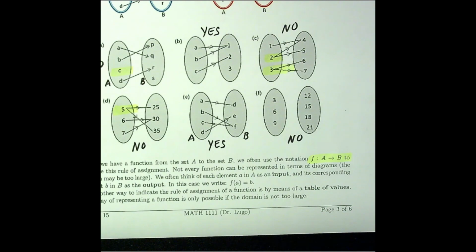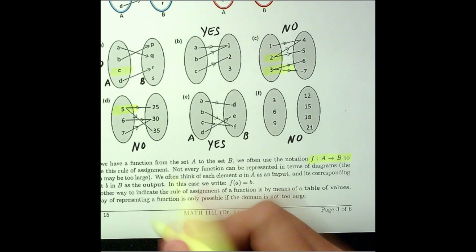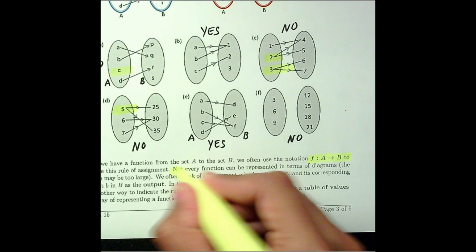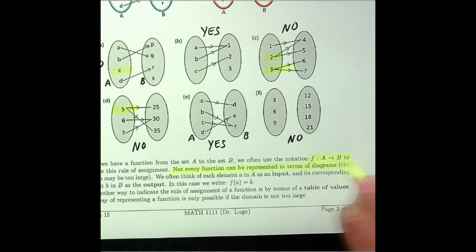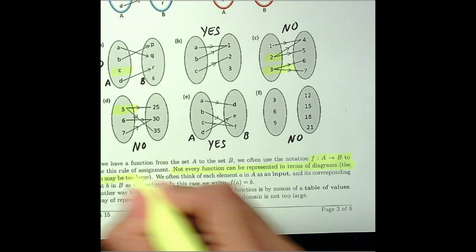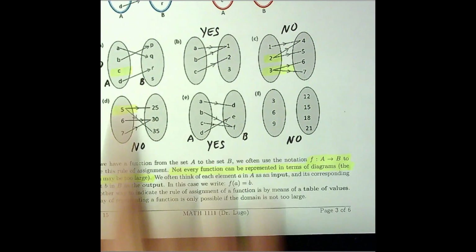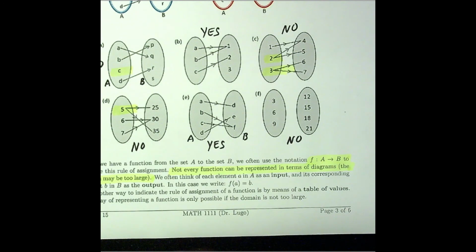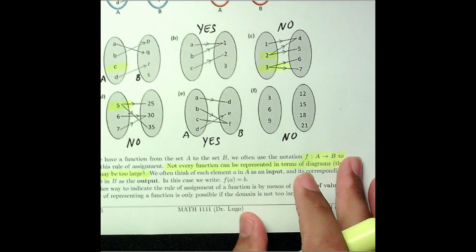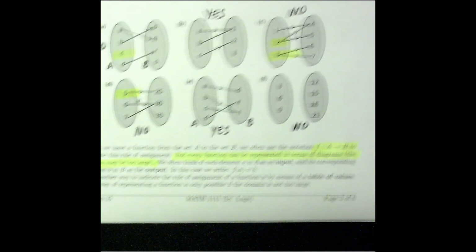One thing to note, though, is that not every function can be represented in terms of diagrams. One reason, for example, is that the domain is too large, right? If there's like 7 million elements in A, that would be impossible to make a diagram for. It would be too large. You cannot make a diagram for that.